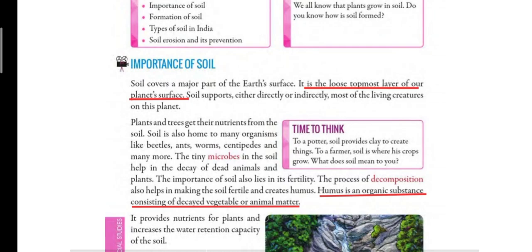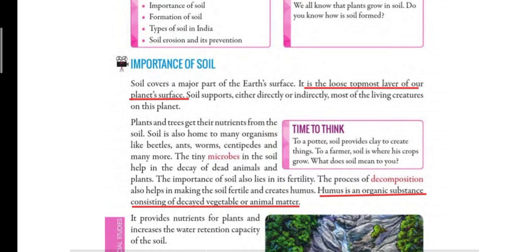Then the fourth importance of soil is that if the soil is very fertile, then we can grow crops on it easily. So the process of decomposition, children, makes the soil fertile. Now what is decomposition? Decomposition is the natural process by which plants and animals get destroyed.